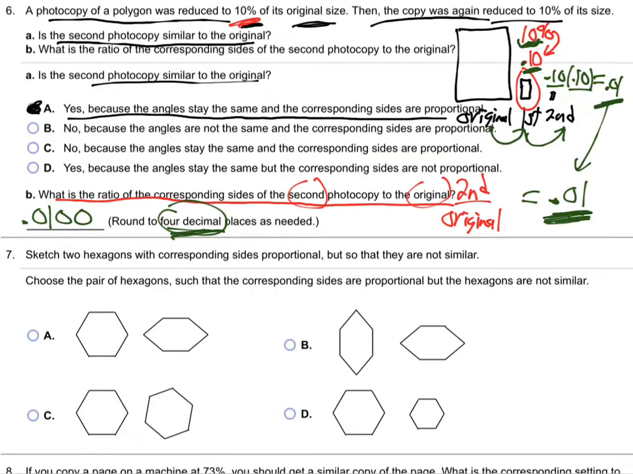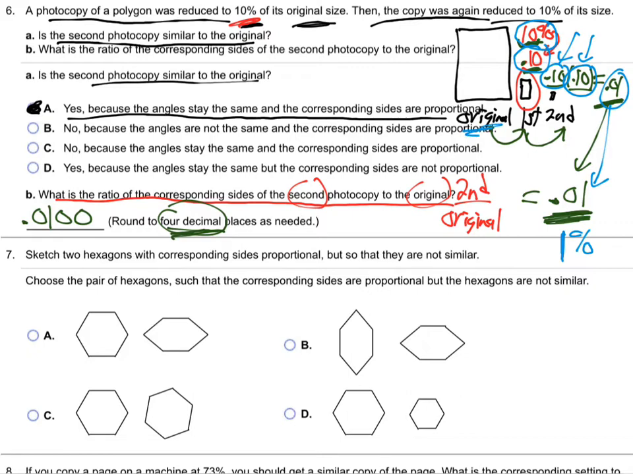That's what we did back here in number 6, right? We did a 10%, which as a decimal is 0.10 for the first copy, and then we did a second copy, which is another 10%, another 0.10. We did 10% and then 10% again, 0.10 and then 0.10 again, and it made it 0.01. That was the decimal. Same thing as 1%. It made it 1% of the original.